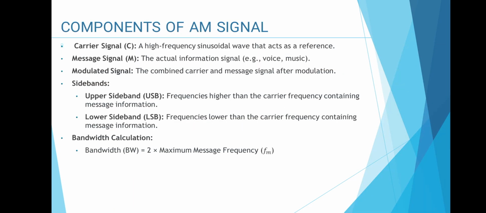Here are the components of AM signal. Carrier signal, a high frequency sinusoidal wave that acts as a reference. Message signal, the actual information signal. Modulated signal, the combined carrier and message signal after modulation. Then the sidebands: the upper sideband, known as USB, whose frequency is higher than the carrier frequency, containing message information, and the lower sideband, known as LSB, whose frequency is lower than the carrier frequency, containing message information. We can calculate the bandwidth. It's 2 times the maximum message frequency.